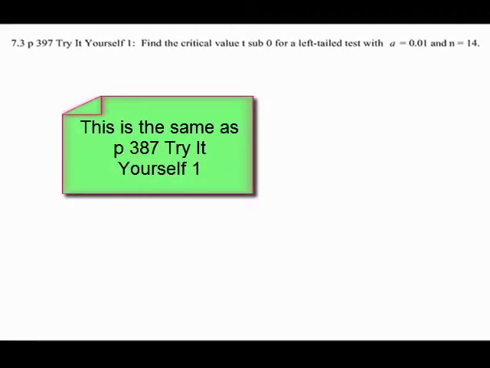Section 7.3, page 397, try it yourself 1. Find the critical value t sub 0 for a left-tail test with alpha equals 0.01 and n equals 14. So this is a small sample because n is equal to 14. And so we're going to try to find the critical value and our critical region, which is going to be on the left-hand side because it's a left-tail test.